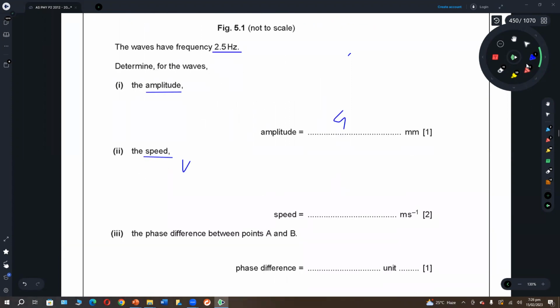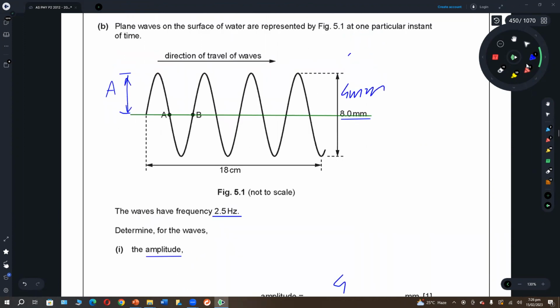What about the speed? So we will use v is equal to f lambda. We have the frequency, but what about lambda? You should count the distance given. You can see the distance given is 18. Till here, it's one cycle, two cycle, three cycle, and is it 3.5 or quarter to 4?